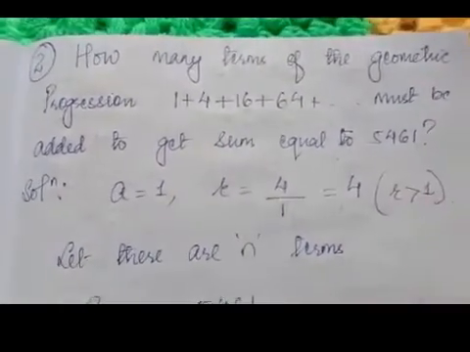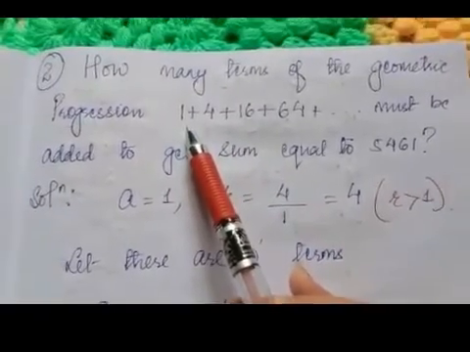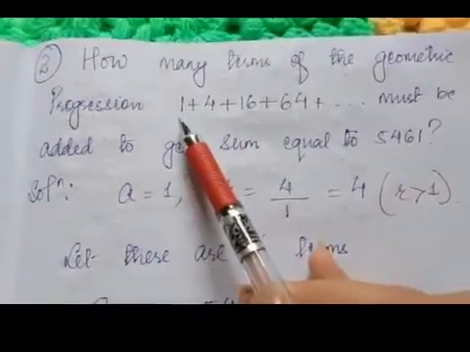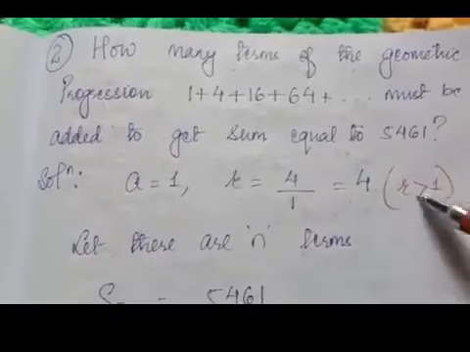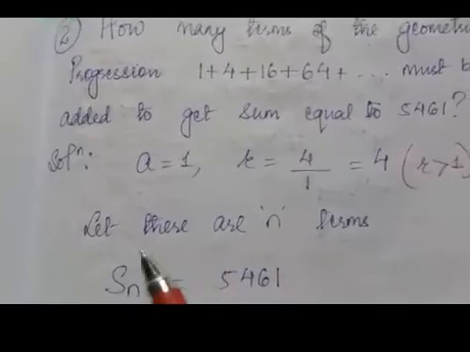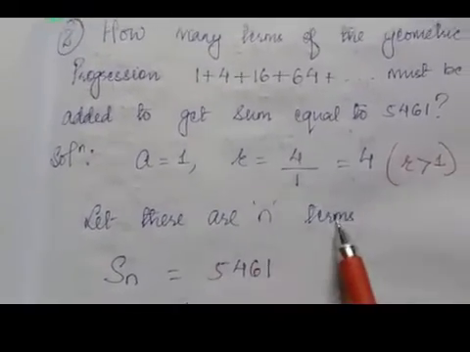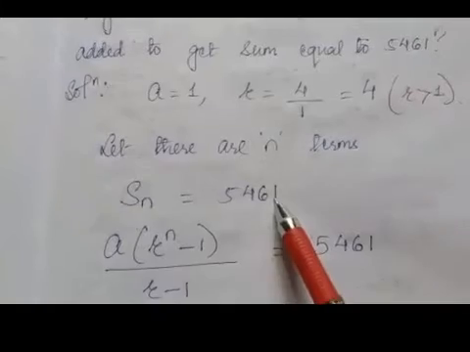So the first term, the value of a, is 1, and the common ratio is the second term divided by the first term. 4 divided by 1 is 4, and 4 is greater than 1. So here we will take, suppose there are n terms. So let there be n terms. So the sum of n terms is given as 5461.